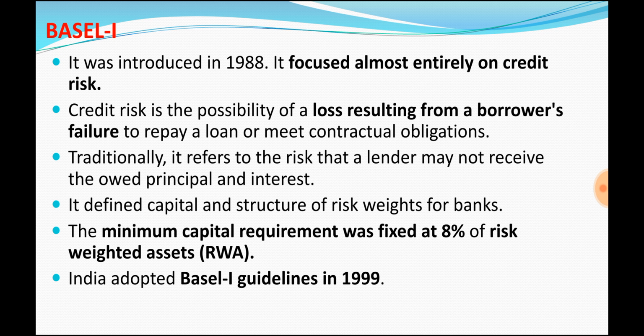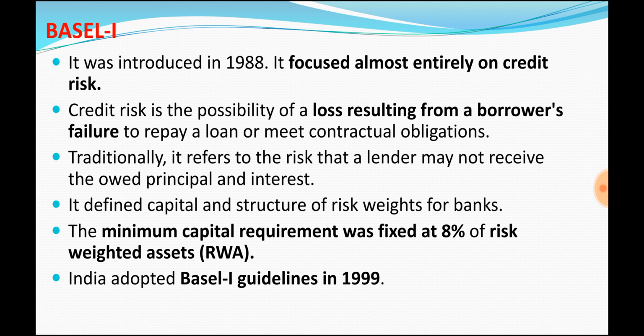The Basel first norms were introduced in 1988. There are three types of risk that a bank faces: credit risk, market risk, and operational risk. We will discuss each risk separately. Now we will understand what credit risk is. Credit risk is nothing but the borrower failing to repay. There will also be market risk, a sudden swing in the value of money in the market, some market change. Then there will be operational risk, that is, the functions of banking may incur some risk. So there are multiple risks for banks.